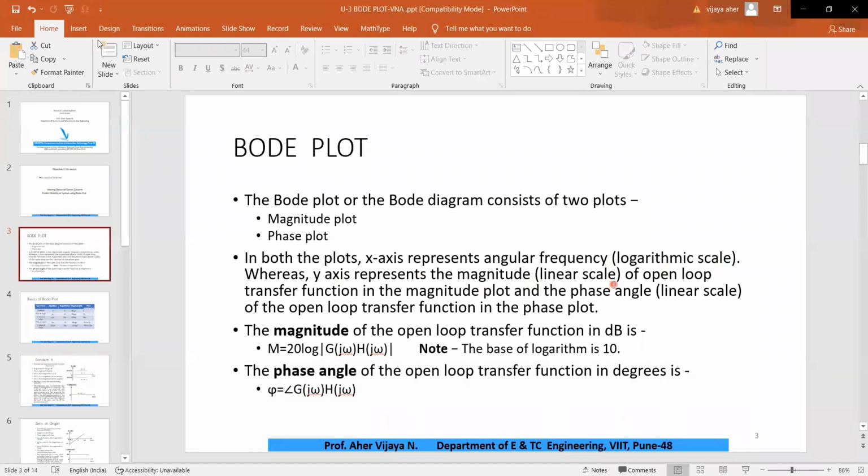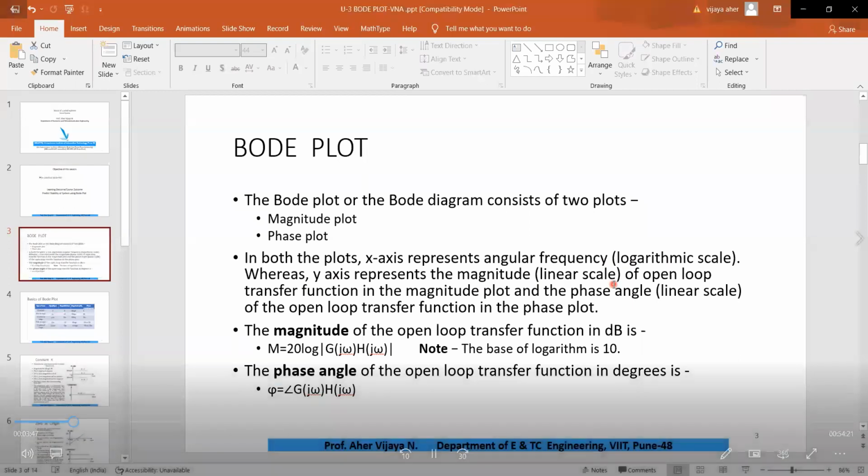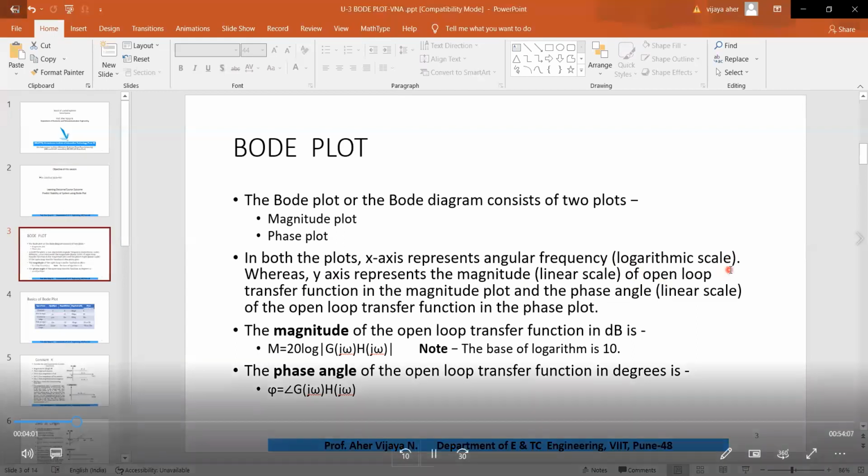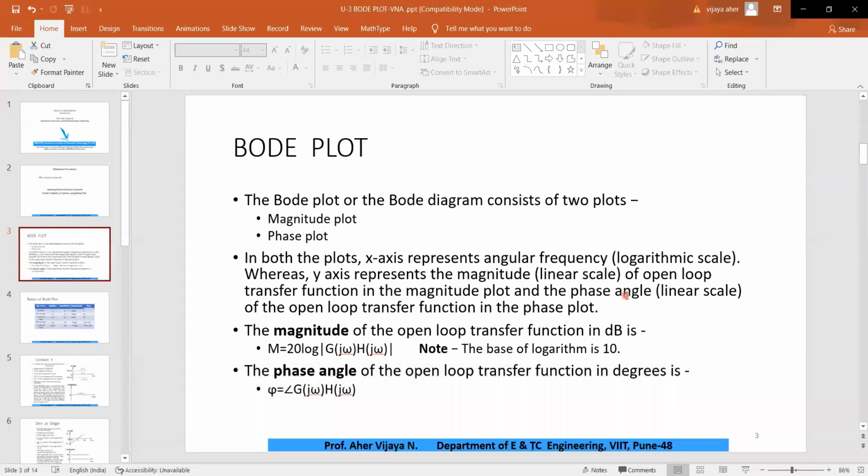Magnitude is on a linear scale, but on the x-axis we plot the angular frequency on a logarithmic scale, that you have to remember. That means after 0.1 comes 1, after 1 comes 10, after 10 comes 100, like this. That is logarithmic scale. On the y-axis we take magnitude, which is a linear scale, of the open loop transfer function in the magnitude plot, and similarly the phase of the open loop transfer function in the phase plot. So that is the magnitude and phase plot. You are going to draw two diagrams in the BODE plot. The first one is the magnitude plot and the second one is the phase plot.